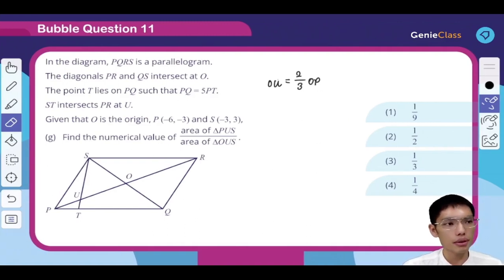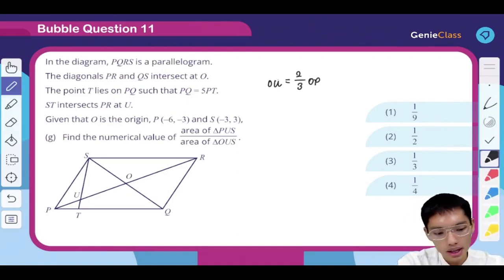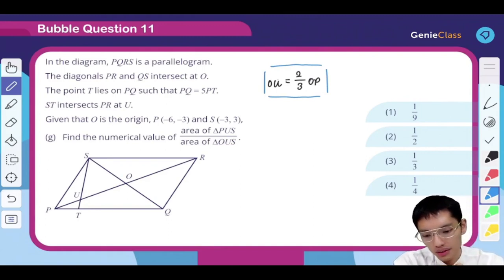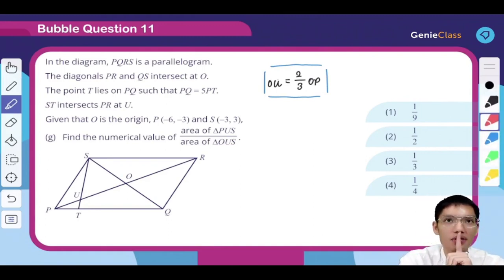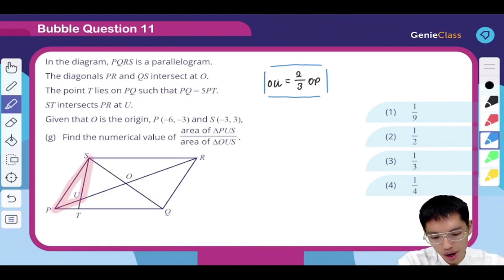Very common question that will usually come up in terms of vectors. You will just need this notion in order to solve. Always ask yourself, this is actually in vectors, it's not really squaring or whatnot. You have the triangle PUS, and you have your triangle OUS.